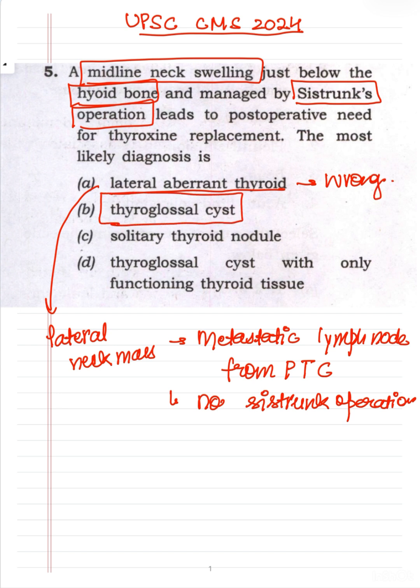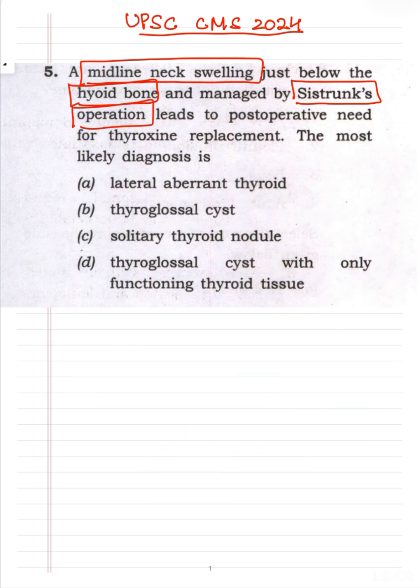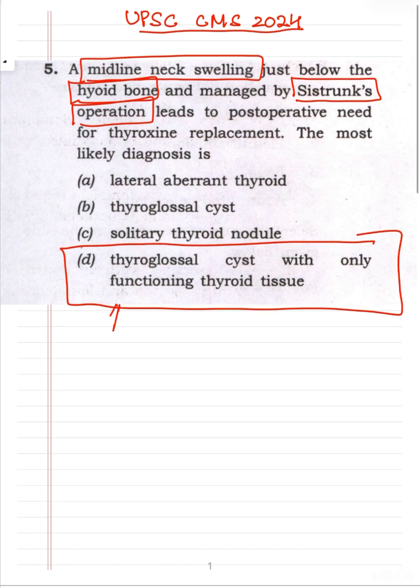B option is only thyroglossal cyst. If it did not have a normal thyroid tissue, then thyroxine replacement would not have been needed. So only thyroglossal cyst is not the option, so it is wrong. Now solitary thyroid nodule: it is located in the thyroid gland and is not just below the hyoid bone, and it is not treated by Sistrunk surgery. So the option which is correct is D, the thyroglossal cyst with functioning thyroid tissue, and the thyroglossal cyst is treated with the Sistrunk operation. So this is the correct option.